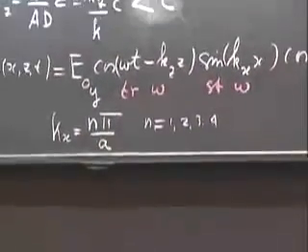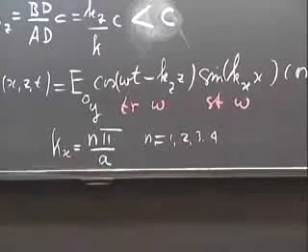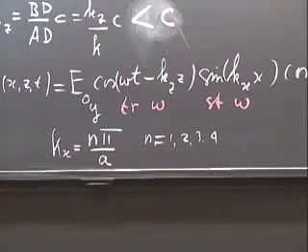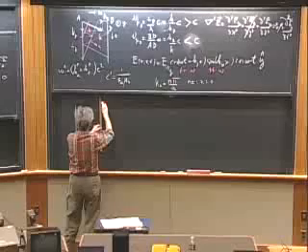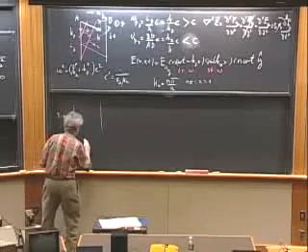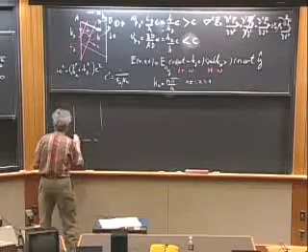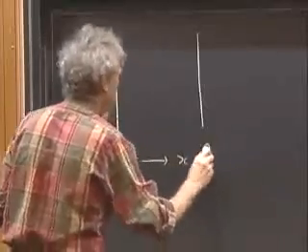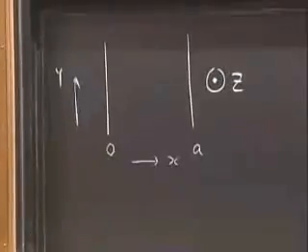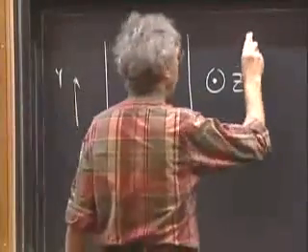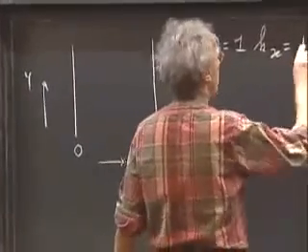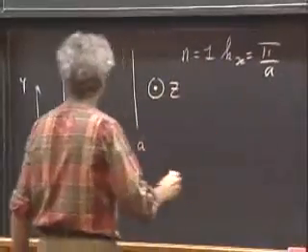And if we now look in a different direction, so I make another cross section. So now this is y, and this now is x. So this is 0, and this is a. And the z direction is now coming straight out of the blackboard. Then for n equals 1, kx is going to be pi over a, and that is this wave.